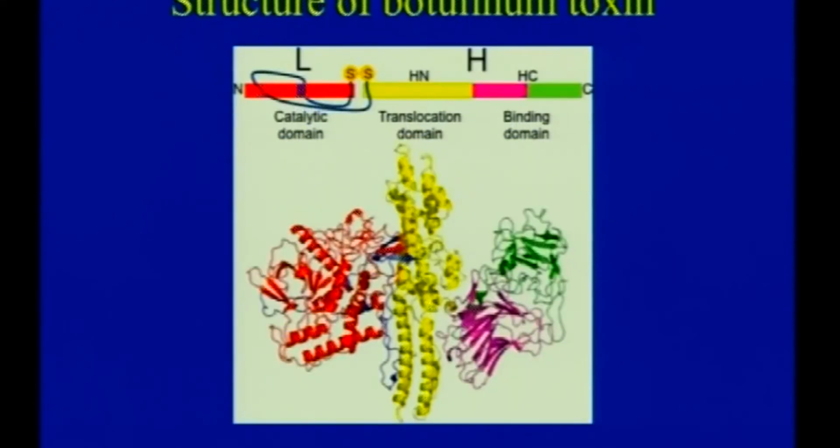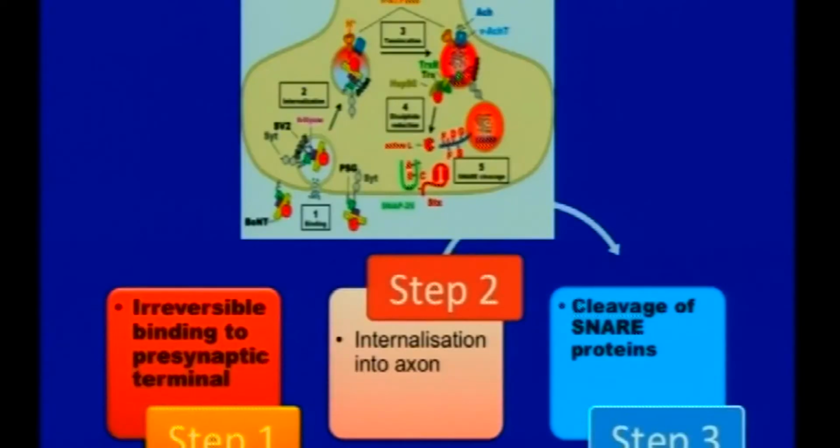processing. So the structure basically is the same, it has a light chain and a heavy chain. The light chain is the catalytic domain, and the heavy chain has 2 domains, the translocation domain and the binding domain. So the mechanism of action has 3 steps. One is the irreversible binding to the presynaptic terminal. The second is the internalization into the axon. The third and most important step is the cleavage of the SNARE proteins.